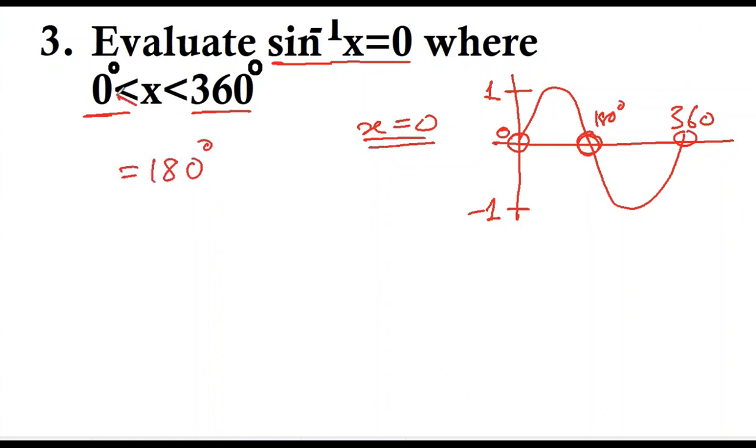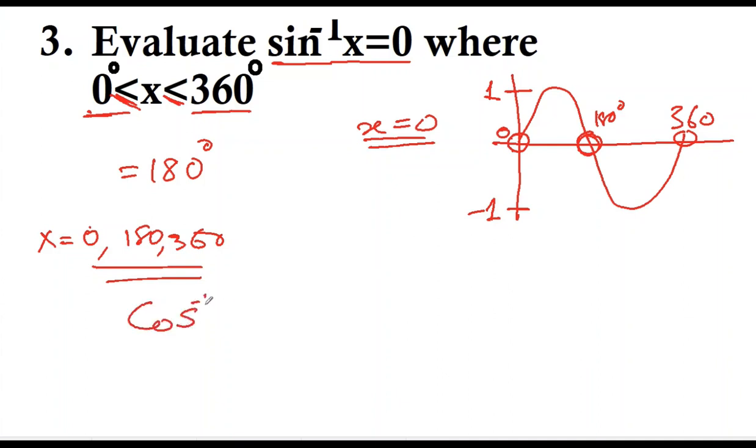But if there is an equal sign in both of the inequalities, we will write 3 answers because it is at 0, 180 and 360 degrees. So x equal to 0, 180 and 360, and this is mostly the case where they have an equal sign with 0 and 360 degrees. Please use your knowledge in such cases, not only 0. Let me use cos this time, cos inverse -1.